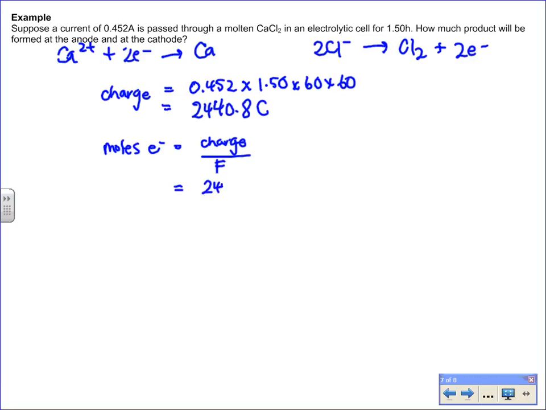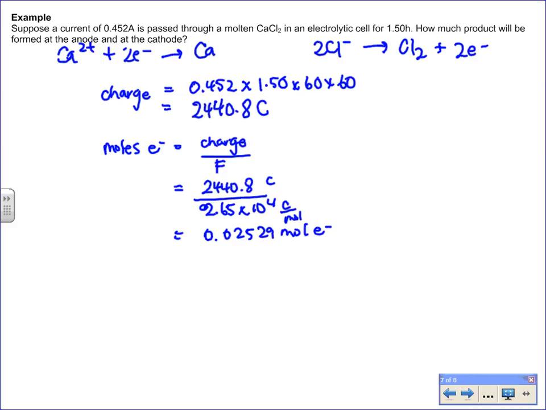So you've got 2440 divided by 9.65 times 10 to the 4 coulombs per mole. Okay, and that will give us the moles. So in this case, 0.02529 moles of electrons. Okay, so that's the number of moles that were transferred during the 1.5 hours.